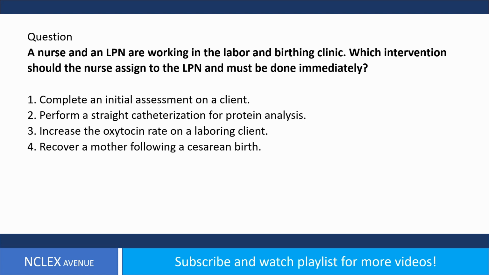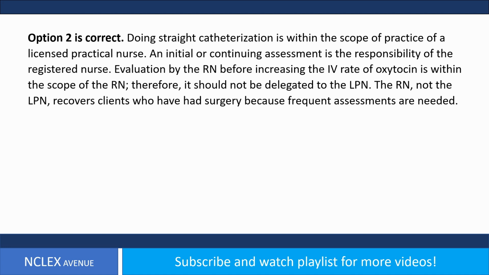Answer. Option 2 is correct. Doing straight catheterization is within the scope of practice of a licensed practical nurse. An initial or continuing assessment is the responsibility of the registered nurse. Evaluation by the RN before increasing the IV rate of oxytocin is within the scope of the RN, therefore, it should not be delegated to the LPN. The RN, not the LPN, recovers clients who have had surgery because frequent assessments are needed.